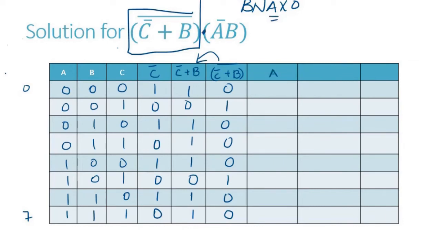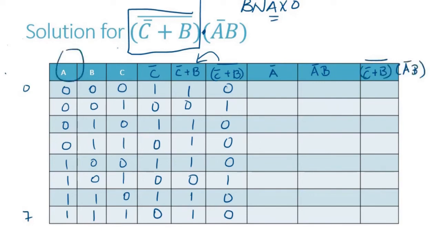So first we need to sort out not A. And then we'll look at what happens when we look at not A and B. And then finally, we'll take not C or B, its negation, and not A and B. First things first, let's look at not A.